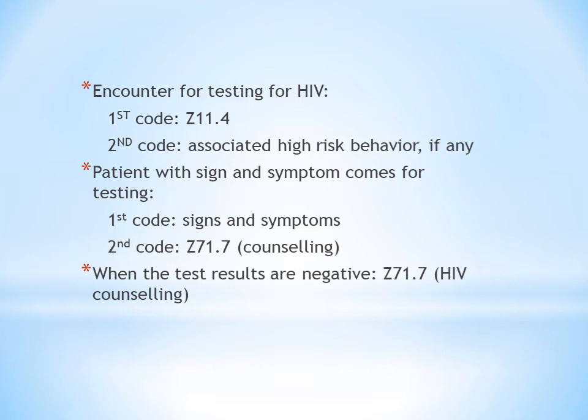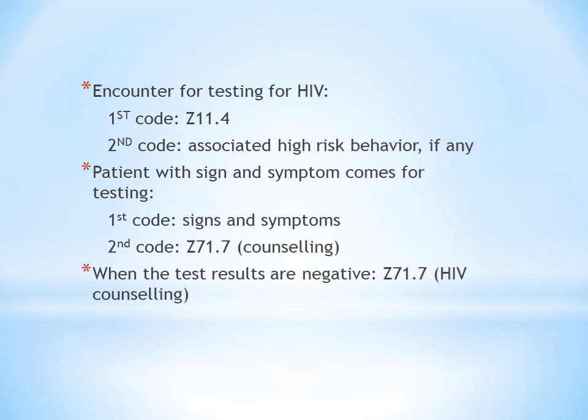The next guideline is for encounters for testing for HIV. That is, when the patient comes for testing to know whether he has HIV or not, then the first code will be Z11.4, encounter for screening for HIV. And the second code, if he has any associated risk behavior, then that code should be coded as the second code.